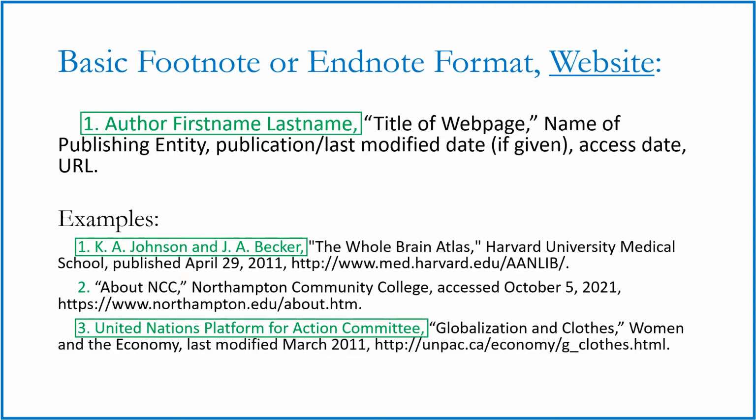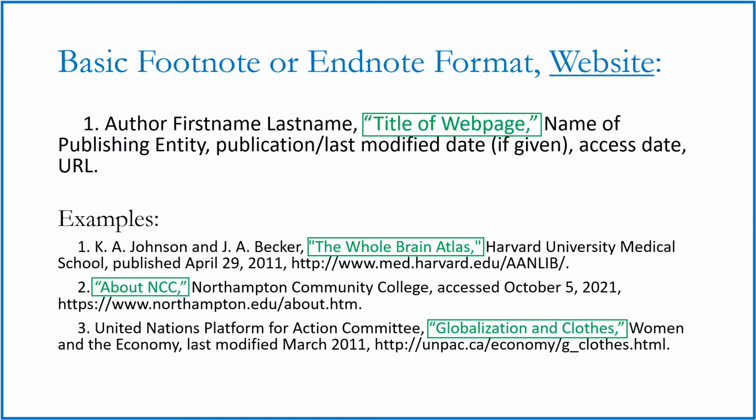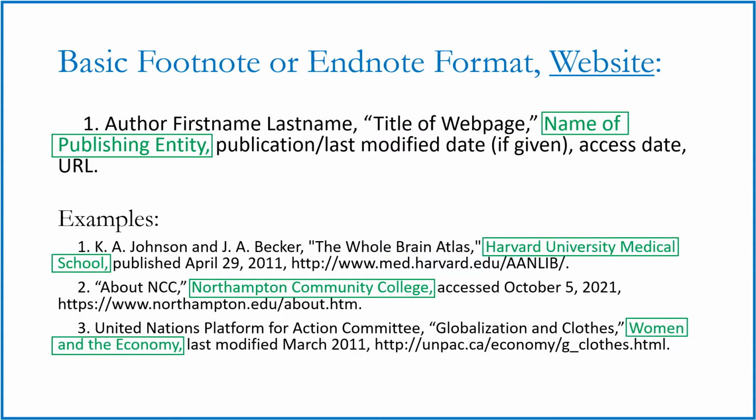The footnote or endnote for a website begins with the author, which can be a person, listed first name first, or an organization, such as a company or government office. This is followed by a comma and a space. You'll notice that in example number 2 here, there was no author listed for that website, so we skipped that element. Next, the title of the web page and a comma go in quotation marks, then the publisher of the website, and a comma. Capitalize all major words in the publisher's name.